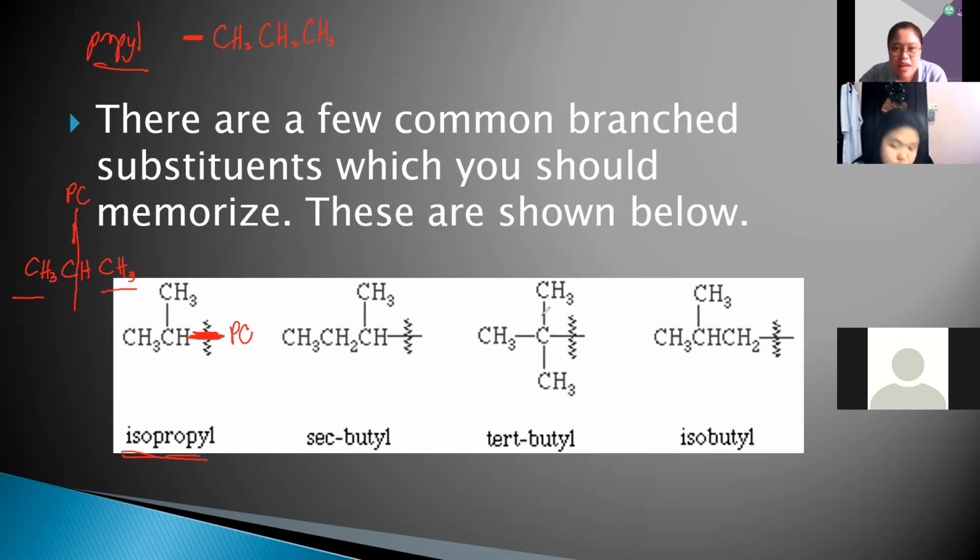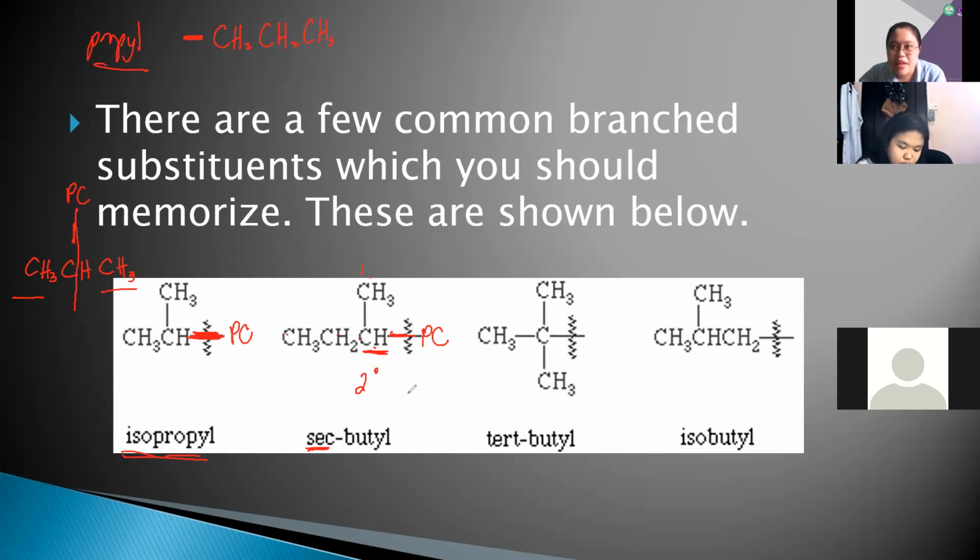Now the remaining are 4 carbon substituents. 4 carbon, so lahat sila butyl. But where is the difference? It's on the attachment on the parent chain. We call it sec-butyl if we have 4 carbons, but the connection on the parent chain takes place on the second carbon. Take note, this one here is the second carbon. You start counting here. 1, 2, 3, 4. Second carbon yan siya. And at the same time, aside from being a second carbon, this is a secondary carbon.